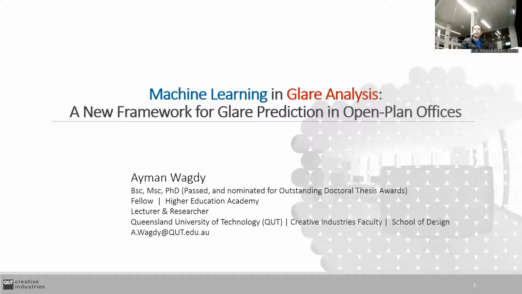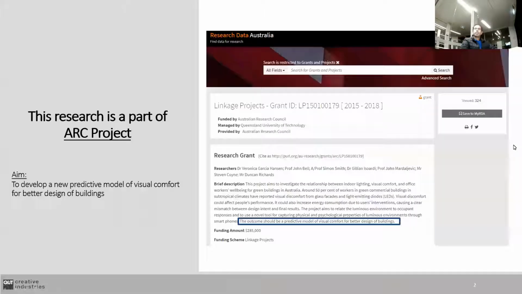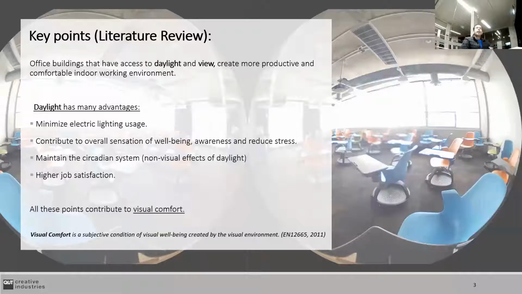Machine learning in glare analysis. I'm proposing a new framework for glare prediction in open plan offices using machine learning techniques. To give you a bit of background about the topic, this research is funded through an ARC linkage project. The key points we collected from the literature review is daylight is very beneficial, and it has many advantages and contributions to the well-being as well as to the performance of the building itself.